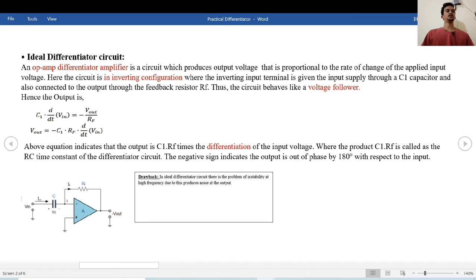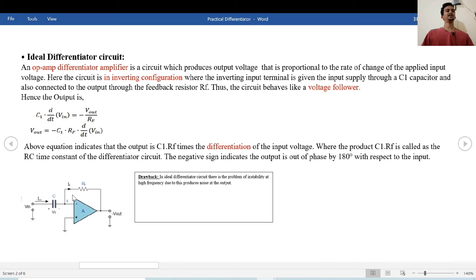A differentiator amplifier is a circuit which produces an output voltage that is proportional to the rate of change of the applied input voltage. Here the circuit is in inverting configuration, where the inverting input terminal is given to the input supply through a C1 capacitor, and also connected to the output through a feedback resistor, which is RF.